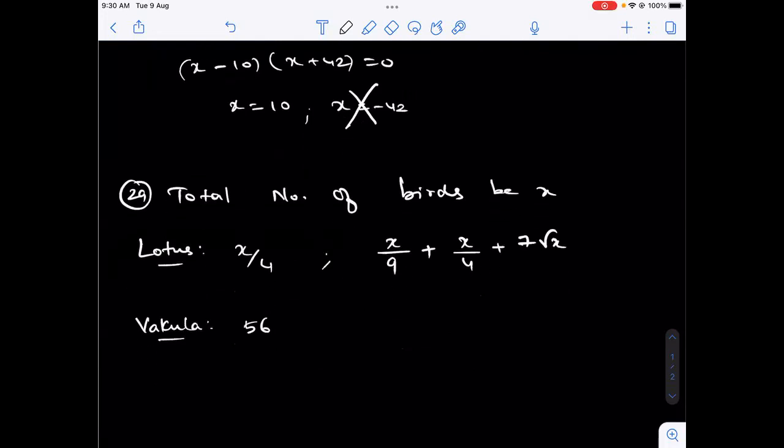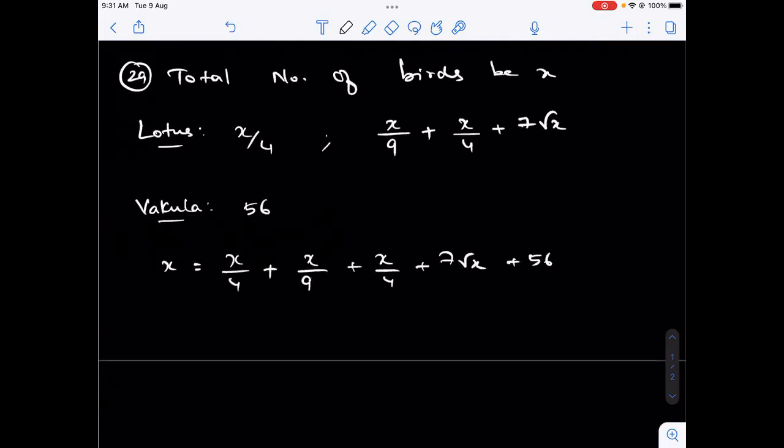So x should be equal to x by 4 plus x by 9 plus x by 4 plus 7 root x plus 56. That's it. So this is x. Did you understand? You can see now. So observe the statement. Check if it is matching with the English in the book.